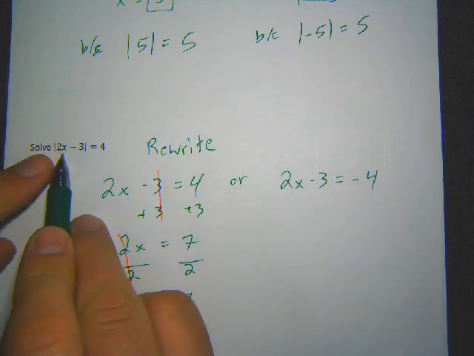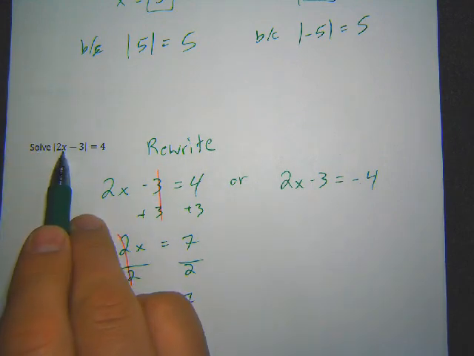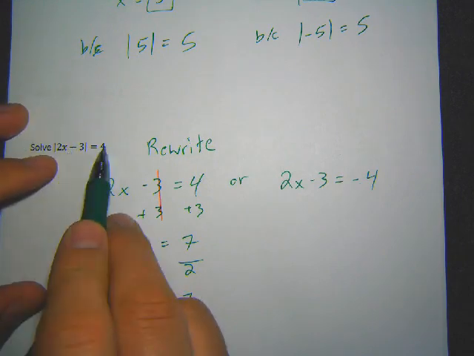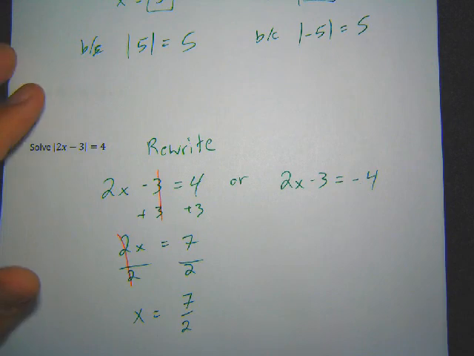You can put 7/2 in here and say 2 times 7/2 is 7. 7 minus 3 is 4. And the absolute value of 4 is 4. So you can see it does work. You can always go back and check.